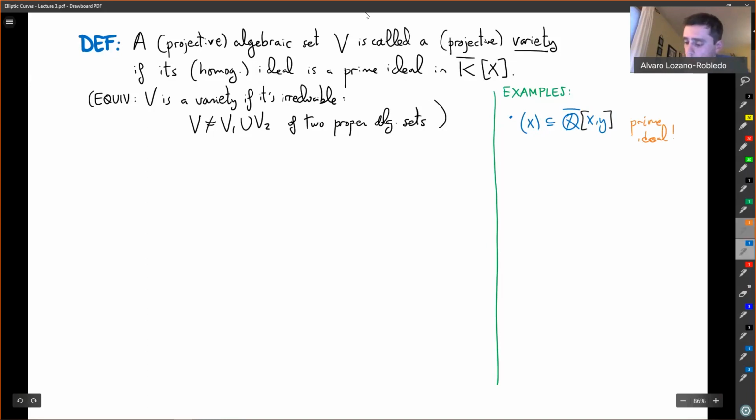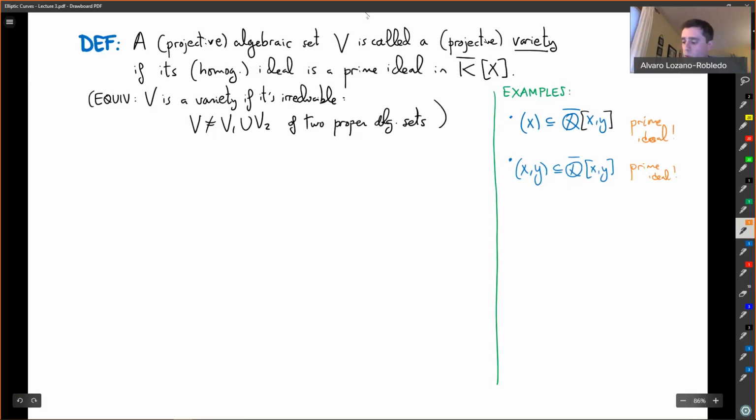Okay. What else did we see? We saw also, for example, the ideal generated by X and Y in Q bar[X,Y]. That is also a prime ideal. In fact, it is maximal. When I do the quotient of my polynomial ring by this ideal, I get something that is isomorphic to Q bar, and therefore that is a field. So this is actually a maximal ideal, therefore prime. So this is a prime ideal.